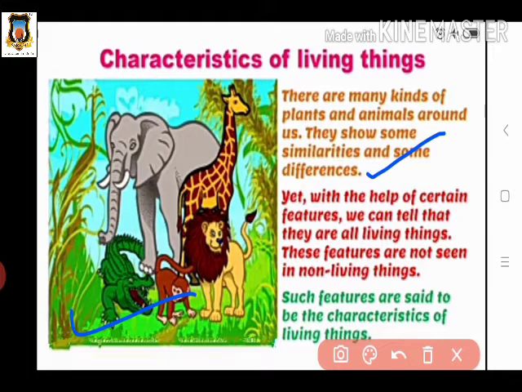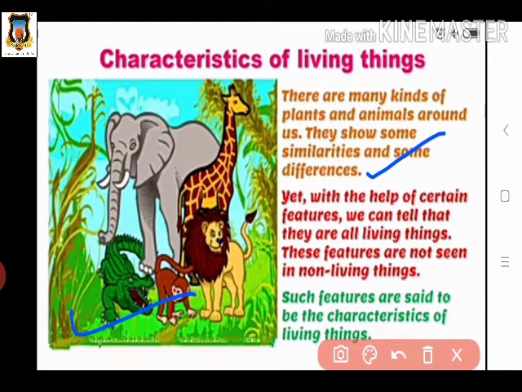Such features are said to be the characteristics of living things. These features help us identify whether things are living or non-living. So these features are called the characteristics of living things. Characteristic means important things.